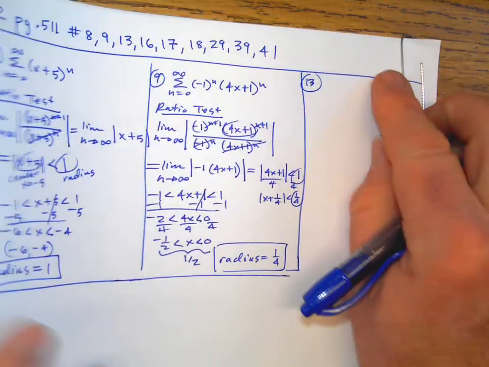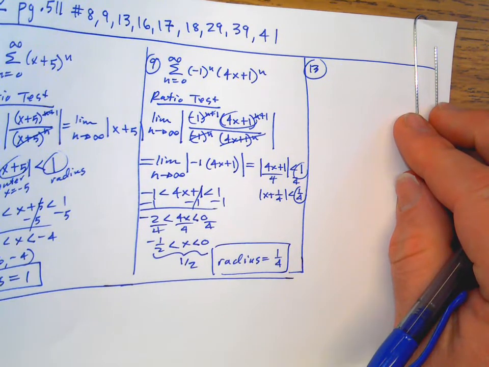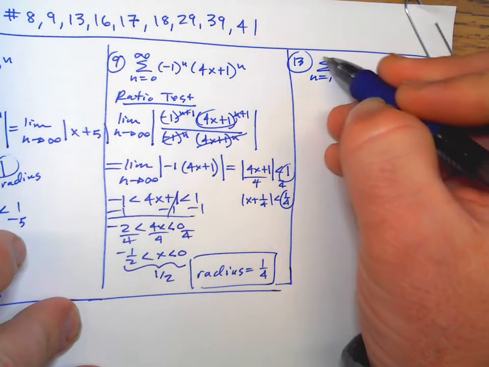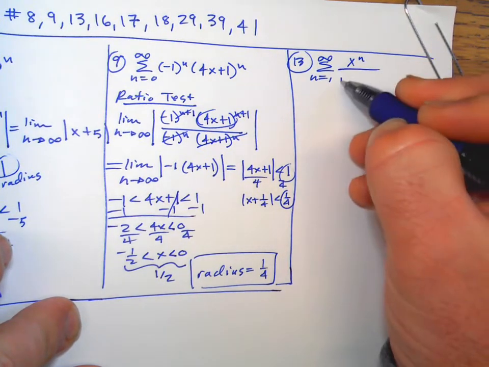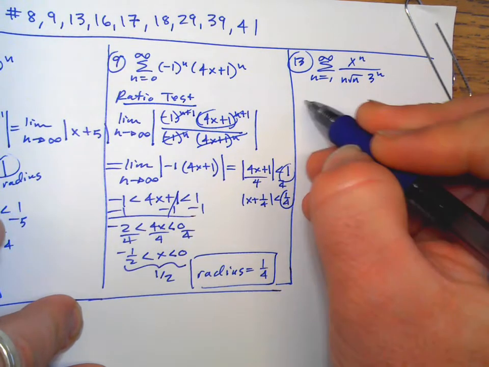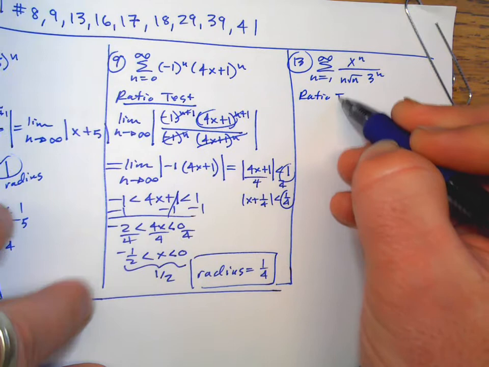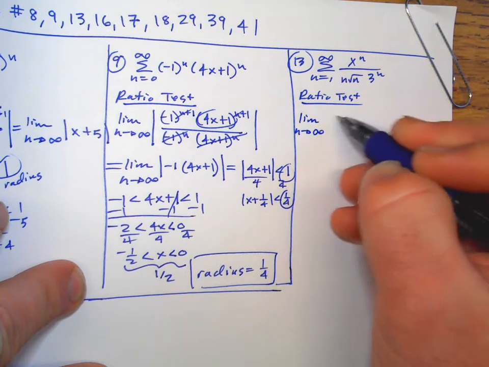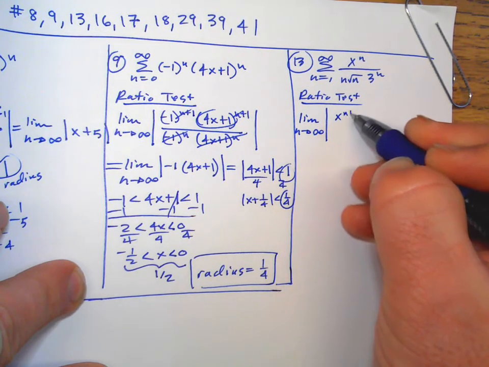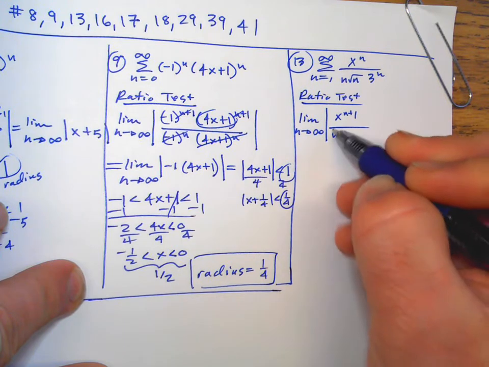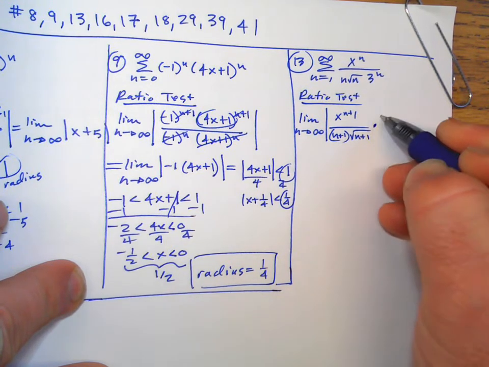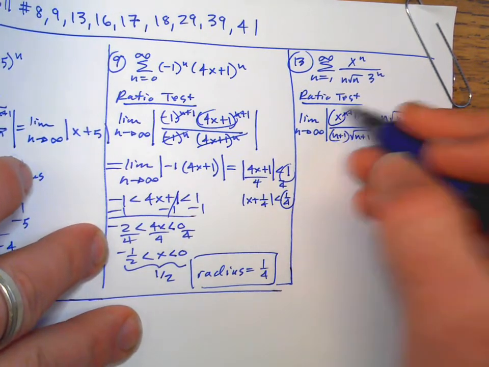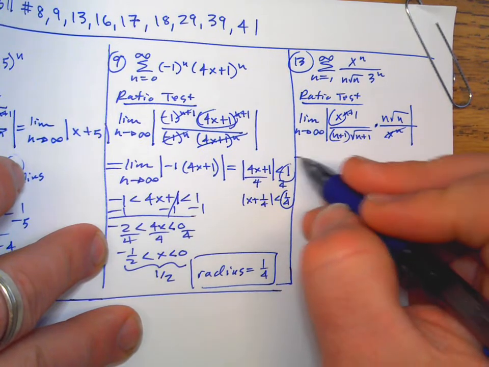All right, 13. So we're going to do the ratio test. And absolute value, you need the absolute value, x to the n plus 1 over the square root of n plus 1, times the reciprocal. Rules of exponents gets you that far.